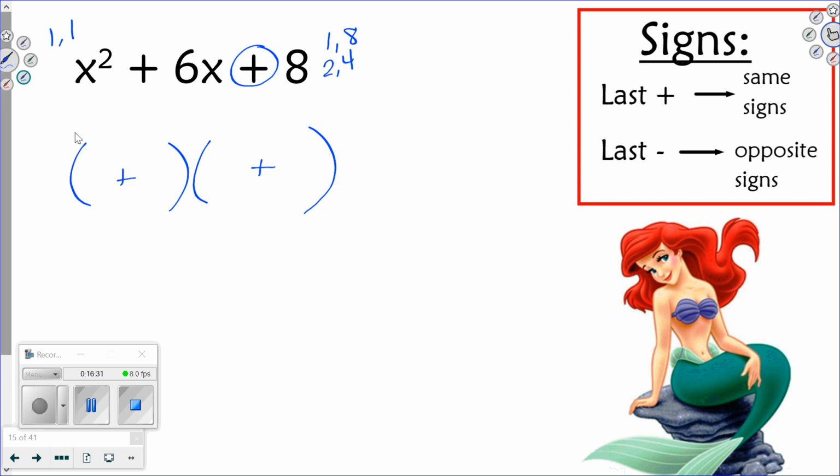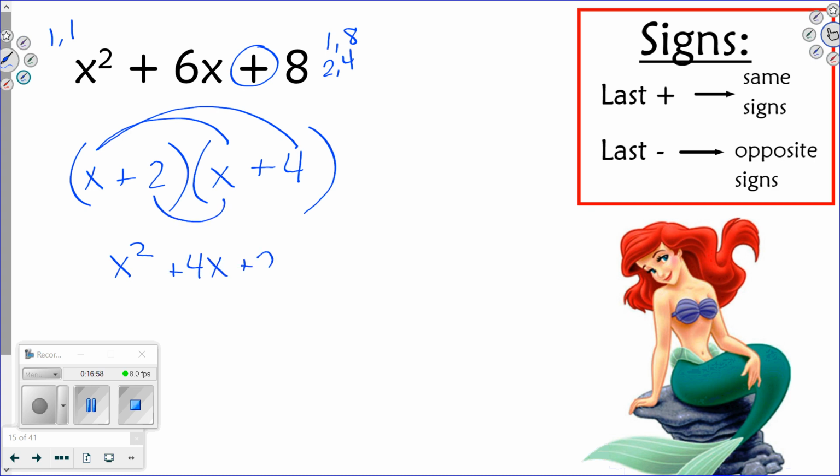All right, so 1 and 1's my only option, so 1x and 1x. If you want the 1's there, if it makes you feel better, you can. I'm just too lazy to write them. Okay. 1 and 8 or 2 and 4? 2 and 4. All right, so if we check. We have x squared plus 4x plus 2x plus 8. Middle terms give me 6x. Is that what we wanted? Yay! That one worked.